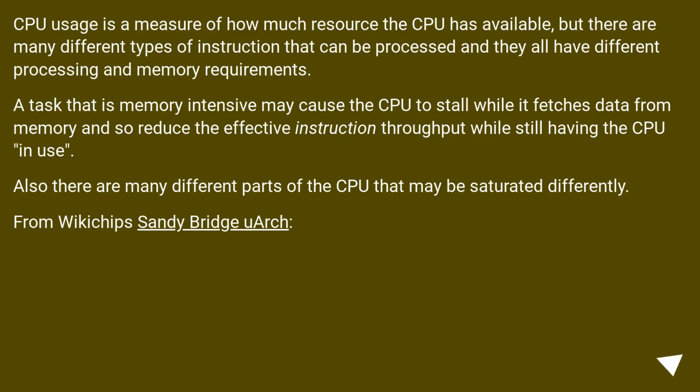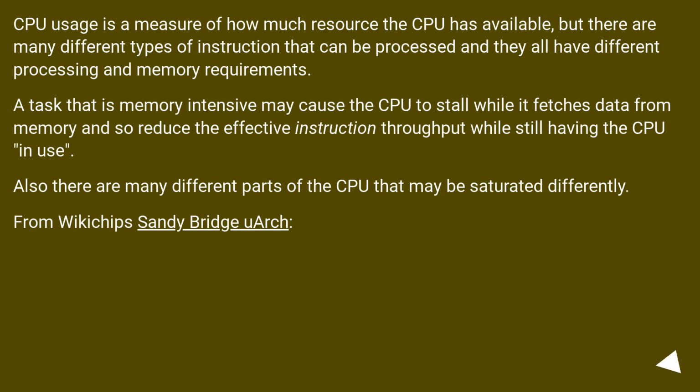CPU usage is a measure of how much resource the CPU has available, but there are many different types of instruction that can be processed and they all have different processing and memory requirements. A task that is memory intensive may cause the CPU to stall while it fetches data from memory, and so reduce the effective instruction throughput while still having the CPU in use. Also, there are many different parts of the CPU that may be saturated differently.